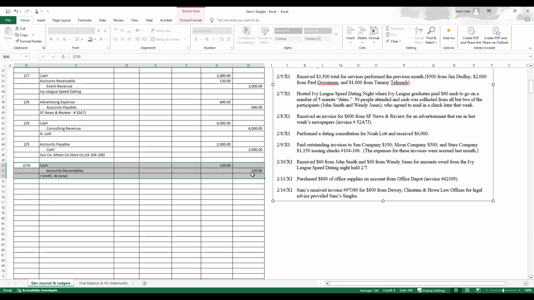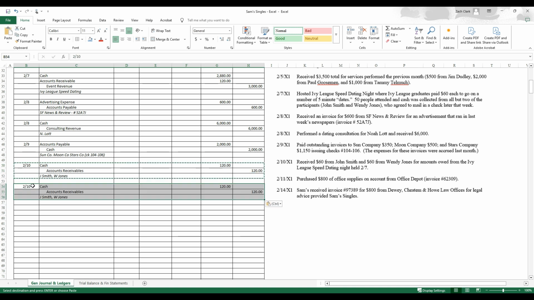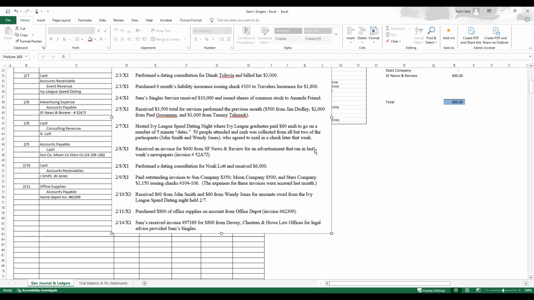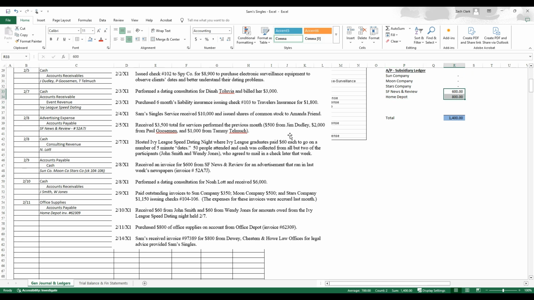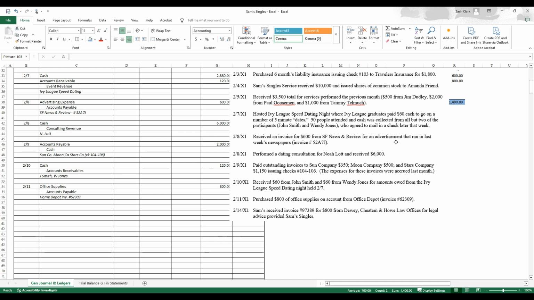Okay, so on the 11th, we purchased some office supplies. Okay, and on account, so accounts payable. Let's say Home Depot invoice number 6309, and we bought $800 worth. And again, let's go to our payable subledger, because we did put that into our AP, and it was $800. So now we have two outstanding balances to 2 different vendors.